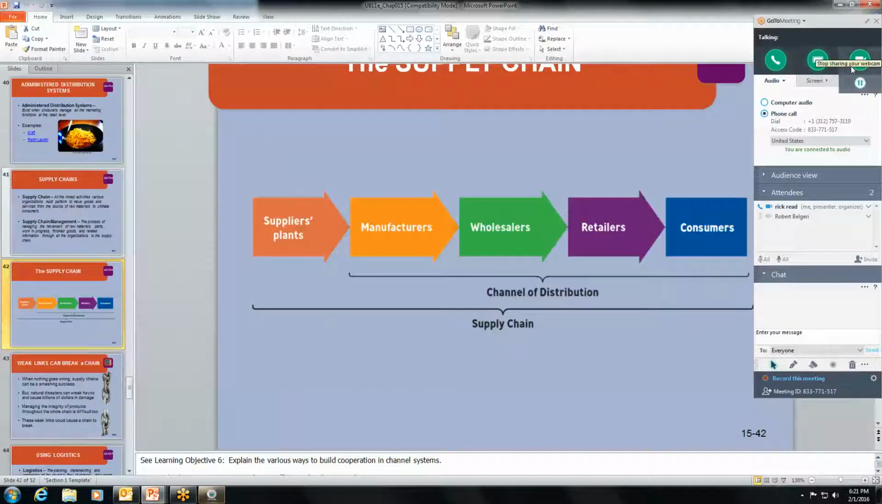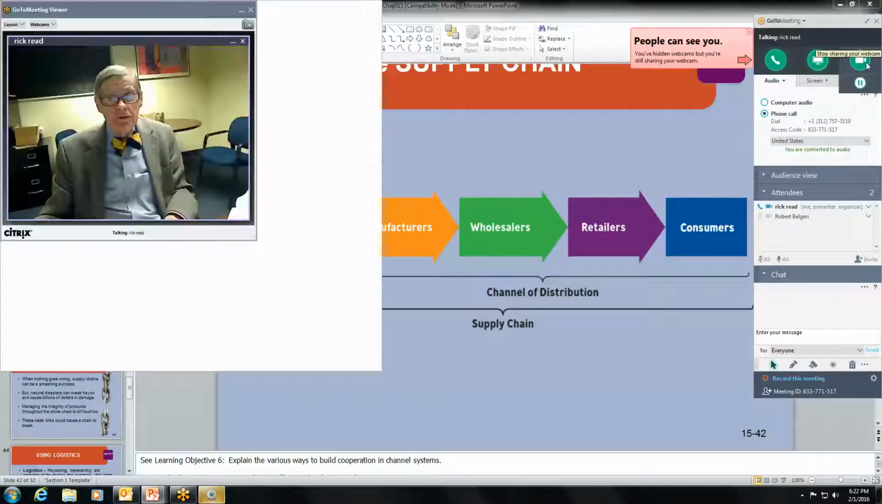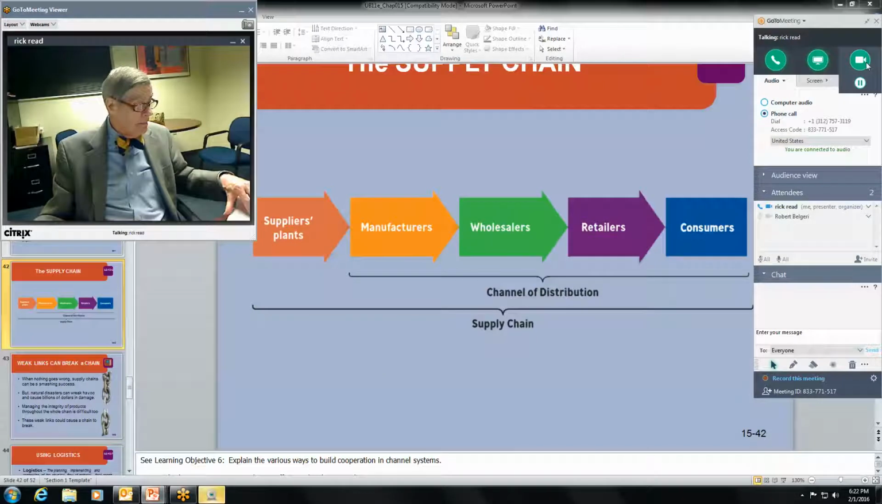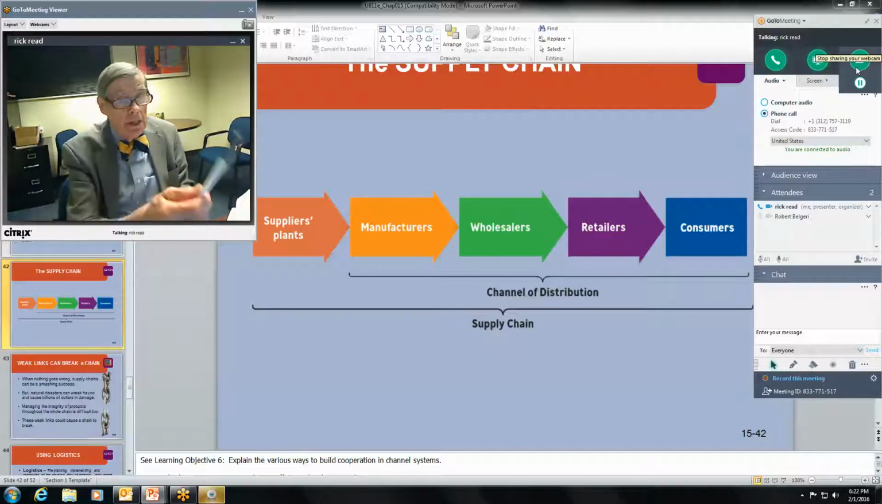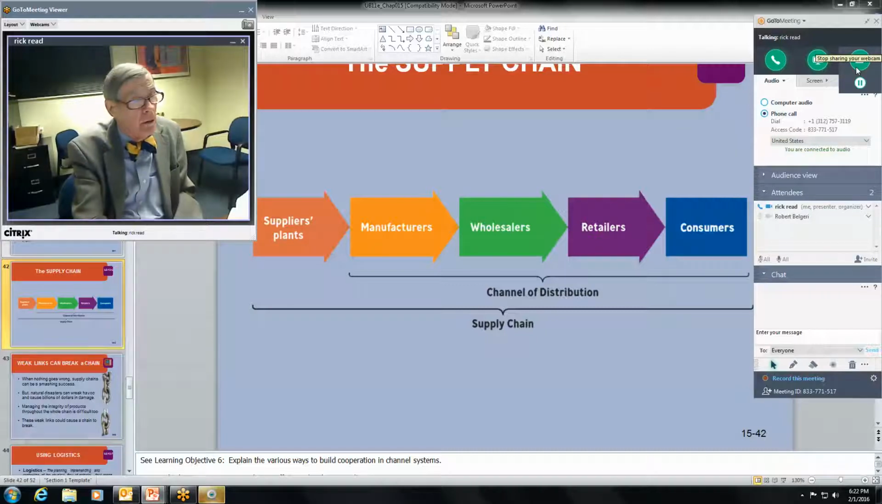And this is supply chain, the supply chain. You can see this in your text as well. I'll get to the right page here for you. Figure 15.7 at the top of page 433. Notice here the supply chain extends from the manufacturing plant, supplier's plant, all the way through to the consumers.